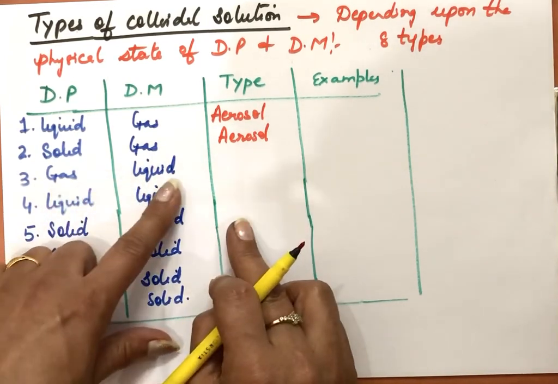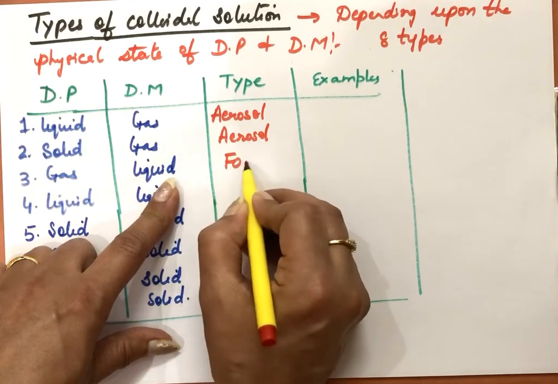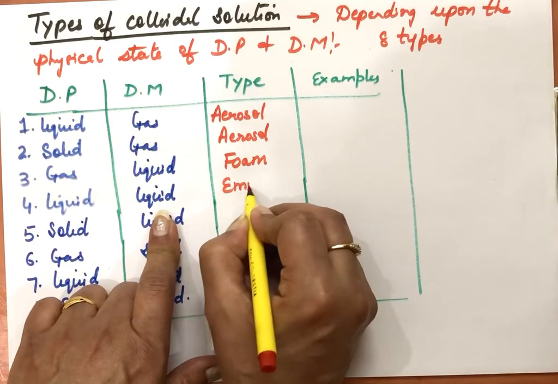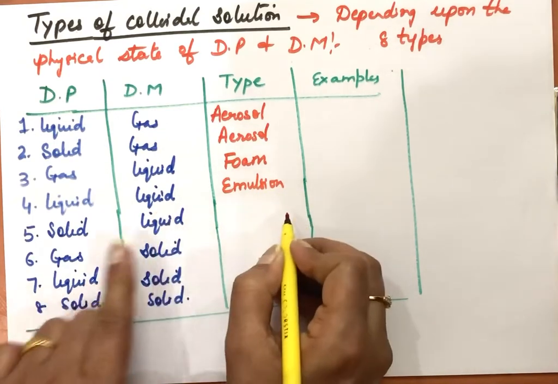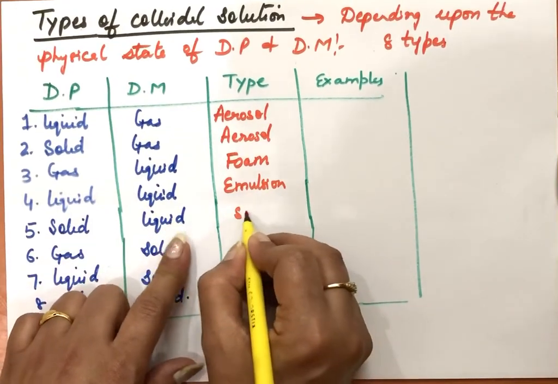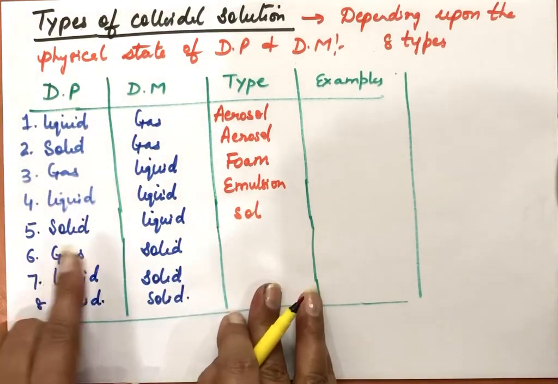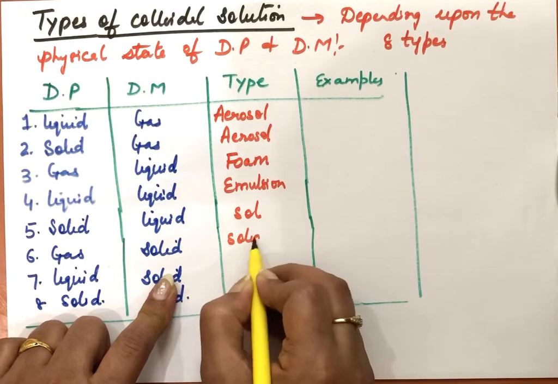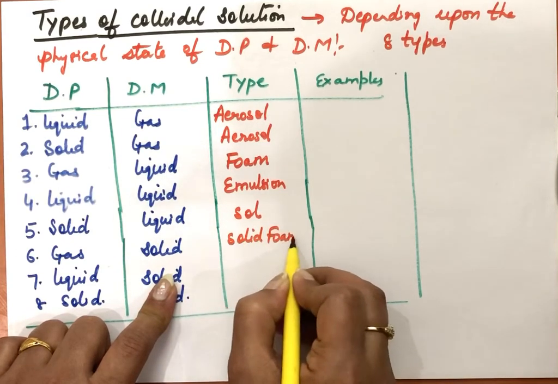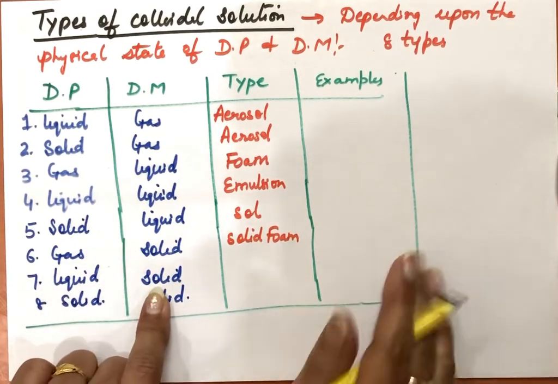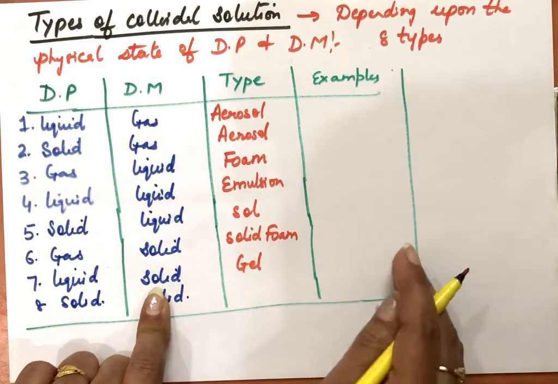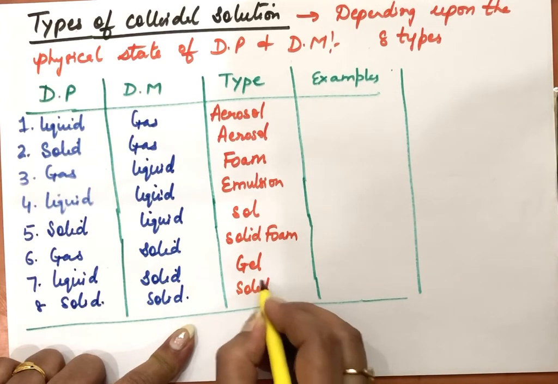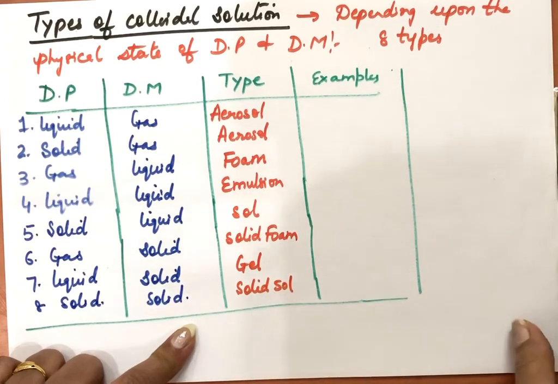If gas is dissolved in liquid, it is called foam. Liquid in liquid is called emulsion. Solid when dissolved in liquid is known as sol. When the gas is dissolved in the solid, it is called solid foam. Liquid dissolved in a solid is called gel, and when solid is dissolved in solid, then this is known as solid sol. Solid sol we will get.